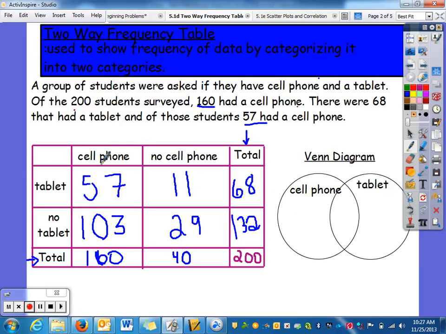So if I look at the chart, cell phone and tablet, this is 57. They share this spot. Ones that have cell phone and no tablet, that would be 103. And the ones that just have a tablet and no cell phone would be 11. And then if I wanted to get this box, I know there's 200 total. So I would have to subtract these three to get this box right here.